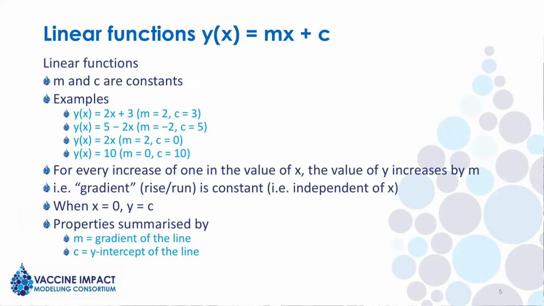So in terms of these constants m and c, we often refer to m as the gradient. And we'll come back to what that looks like. And then we say c is the y-intercept of the line. But essentially that comes back to if x is 0, y is equal to c, as this whole term disappears. Okay.